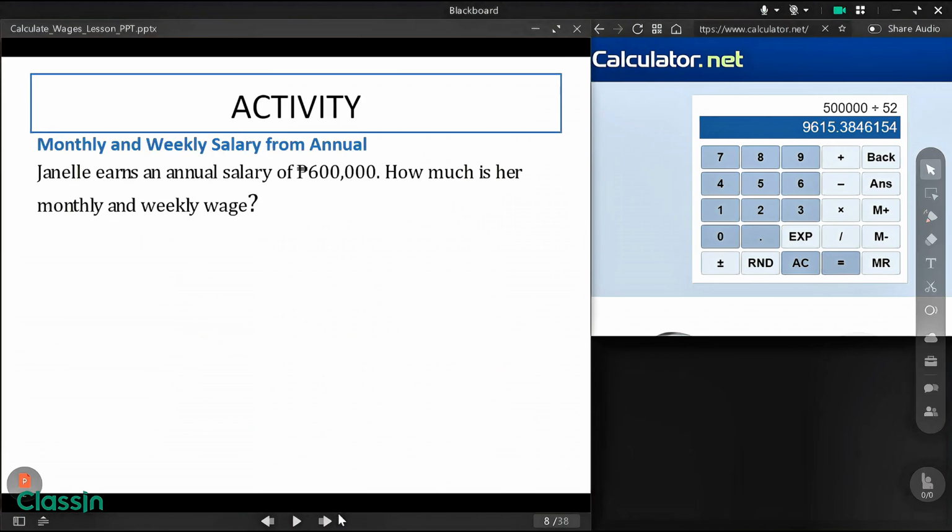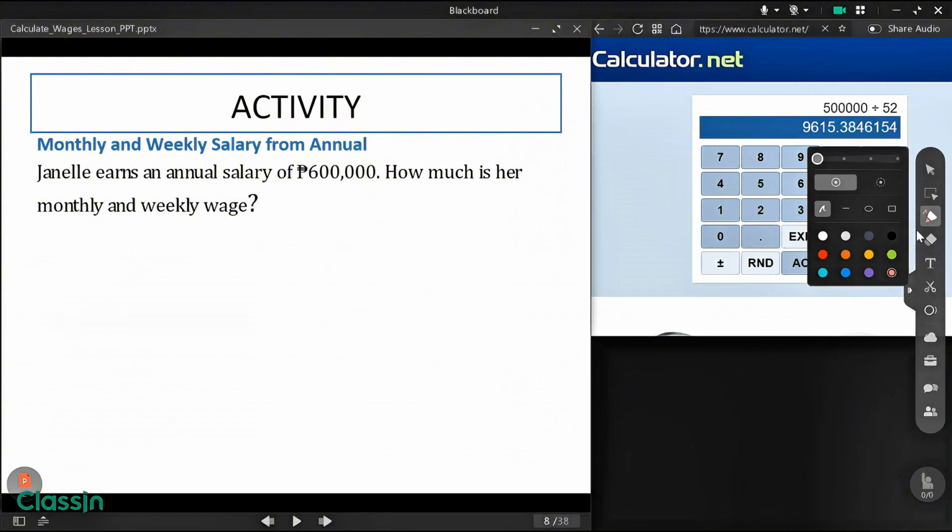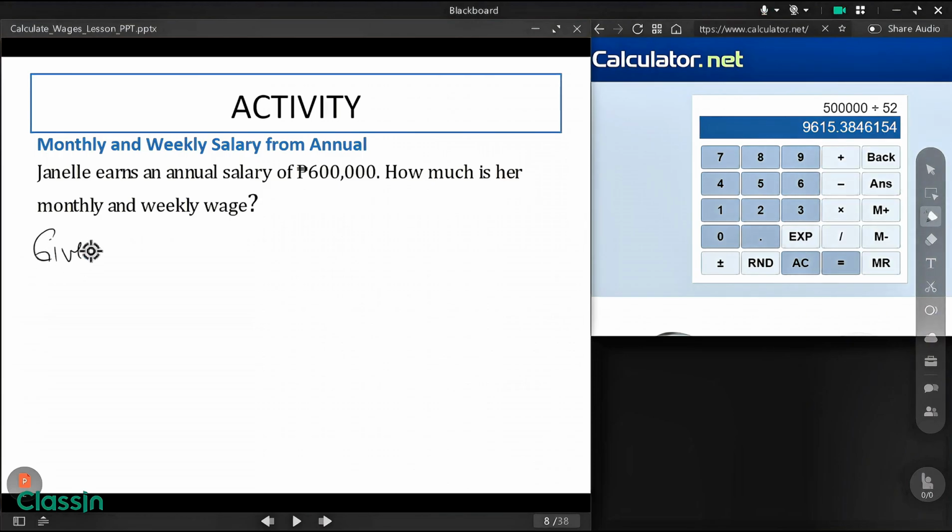Now let's try to solve a problem in accordance with the wages. Let's read the problem first. Janelle earns an annual salary of 600,000 pesos. How much is her monthly and weekly wage? Let's write the given first. The given annual salary is 600,000, and we need to find the monthly and weekly. So let's start with monthly.